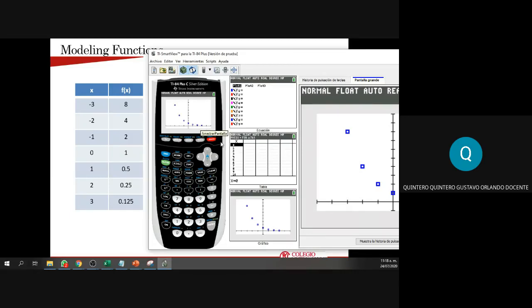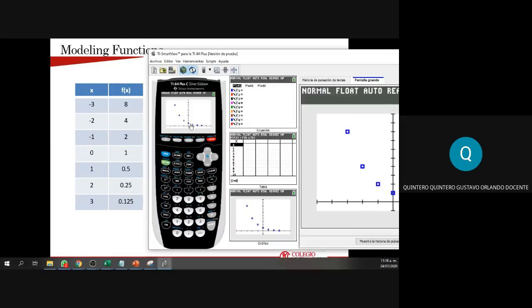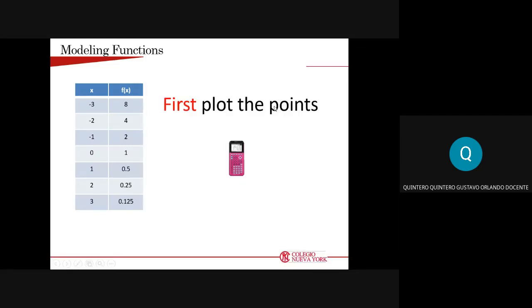Okay? All right, let's continue. So let's come back to our steps. First step, plot the points. All right. We have it there. We have plot the points, guys. Congratulations. We have plot the points. All right. Well, what do we do now?